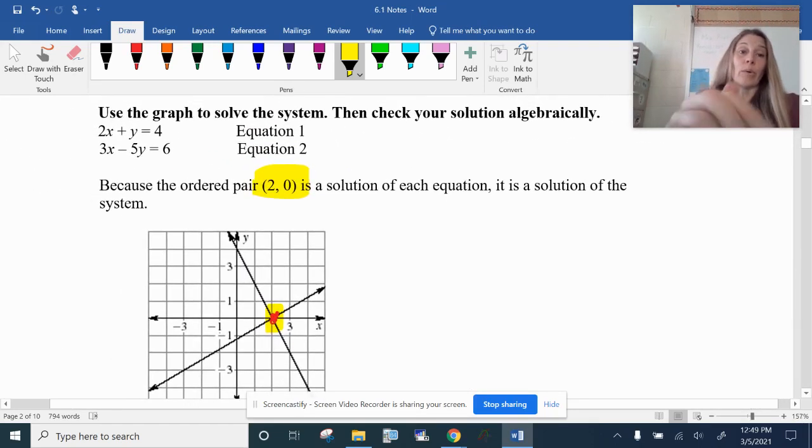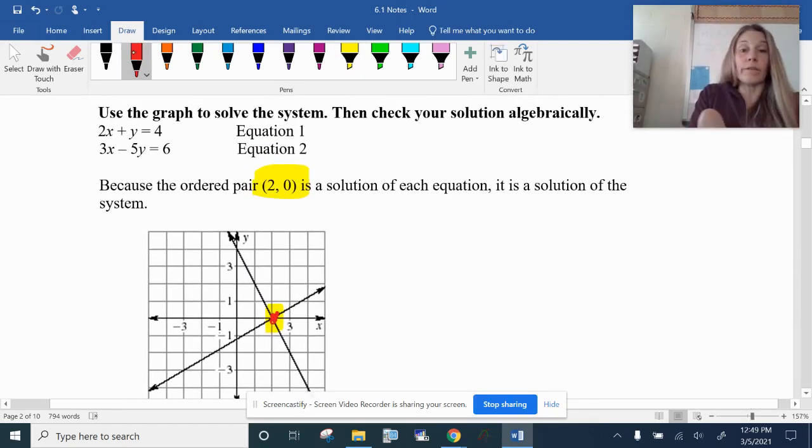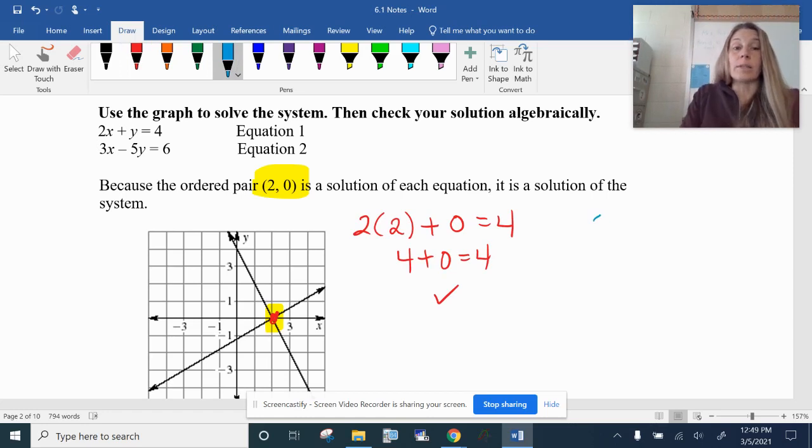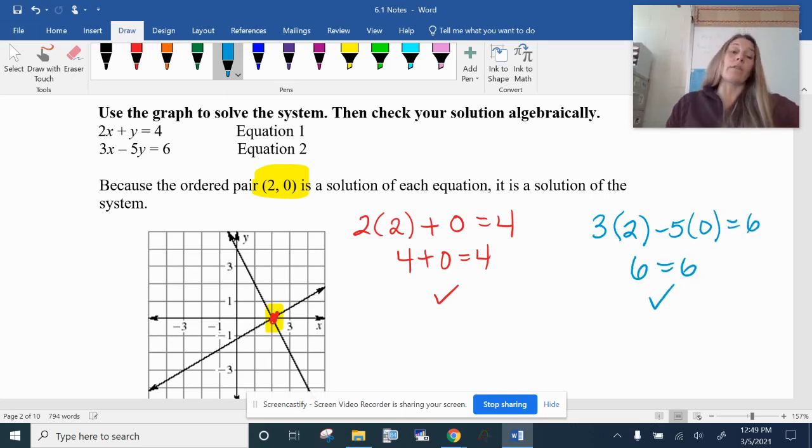So for example, if I'm checking the first equation, 2 times 2 plus 0 equals 4, I get 4 plus 0 equals 4, which clearly works. Now when I go to check my second equation, I have 3 times 2 minus 5 times 0. And again, that also works. So that confirmed that, yes, I must have graphed these correctly because they intersected at the one point that is a solution for both equations.